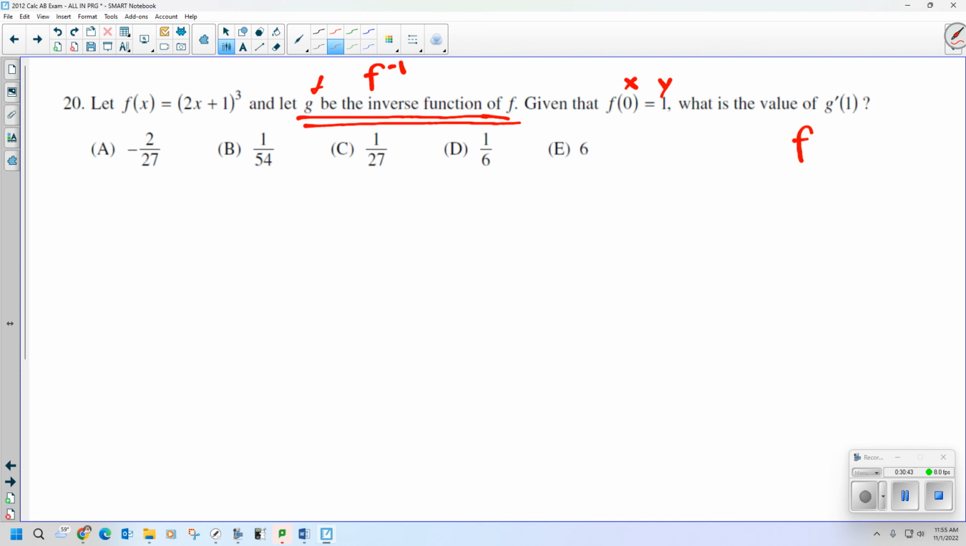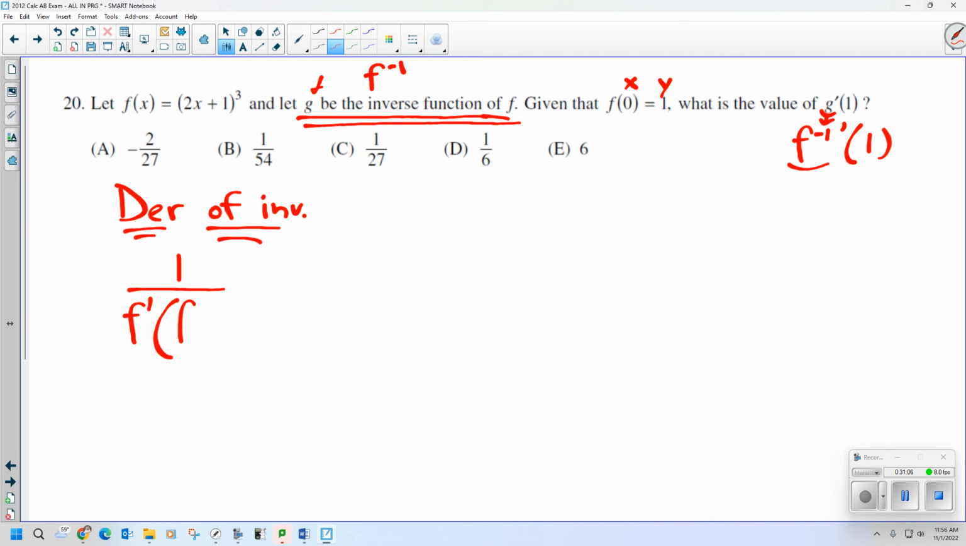So that's the inverse prime of 1, because anytime there's a g, I'm going to write that. So I'm finding the derivative of the inverse of f at 1. Anytime I need to find the derivative of the inverse of something, I write it as 1 over the derivative of the inverse of my x value. I write it just like I say it, with a 1 over, okay? 1 over the derivative of the inverse of f, in this case where x equals 1.